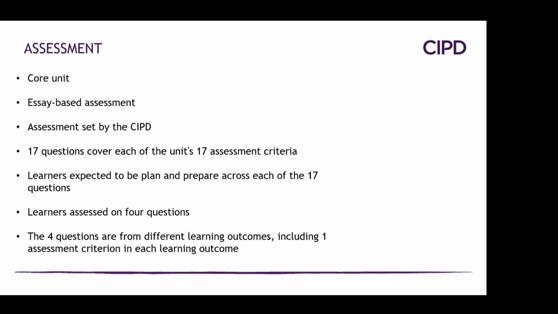So we set 17 questions each year to cover the 17 assessment criteria that make up the C002 unit. There are 4 learning outcomes, and 3 of those have 4 assessment criteria associated with them. The other one has 5 assessment criteria associated with it. And therefore we set 17. And you, as your assessment window approaches, will know which 4 of these, one from each learning outcome, you will be addressing.